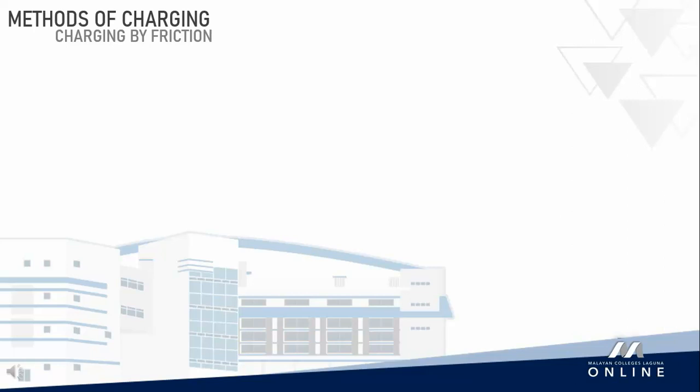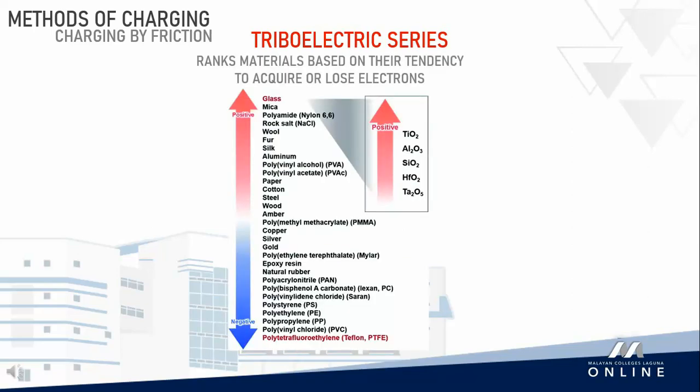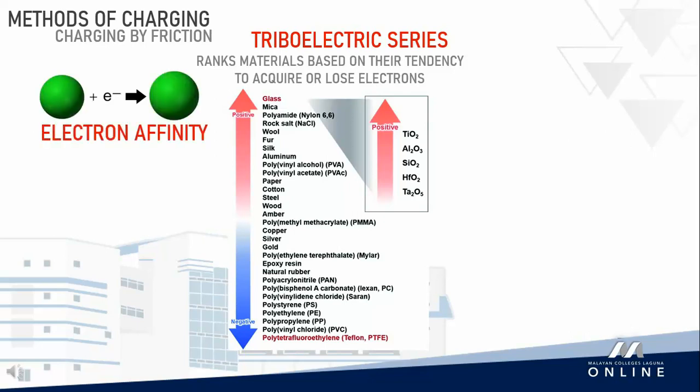Both in chemistry and in physics, we have this term triboelectric series, or the electronegativity scale. This scale ranks materials based on their tendency to acquire or lose electrons. These materials are arranged based on their electron affinities. Have you encountered that term before? If so, which of the following can be the best definition of electron affinity?